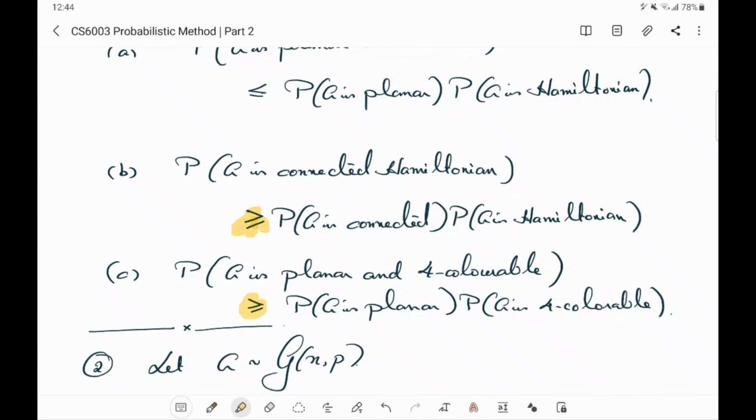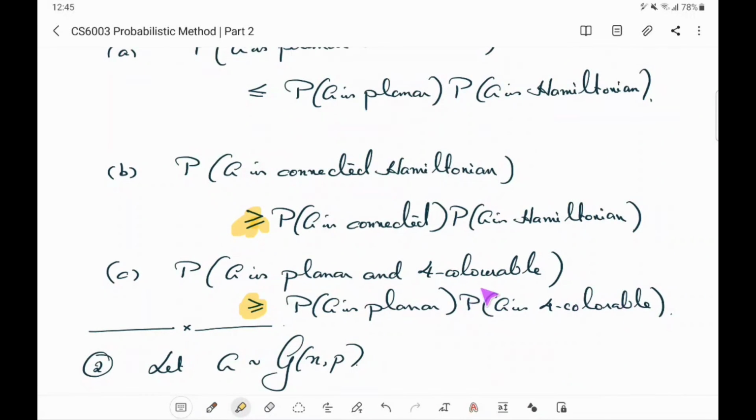Okay, so again it's a greater than or equal to, but why did I put it? We know that once a graph is planar, then it is surely four-colorable by the most famous theorem in graph theory, right? So if you put this in a conditional way, it is the probability of G being four-colorable given that it is planar.